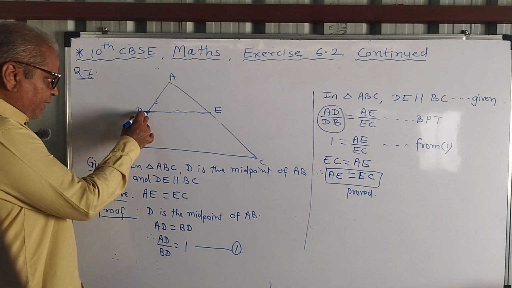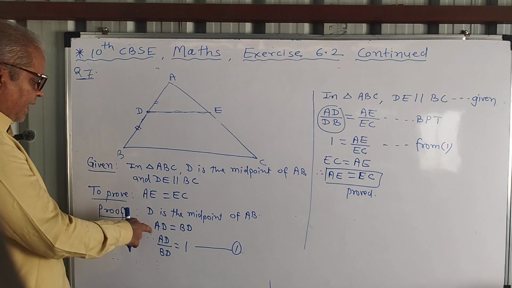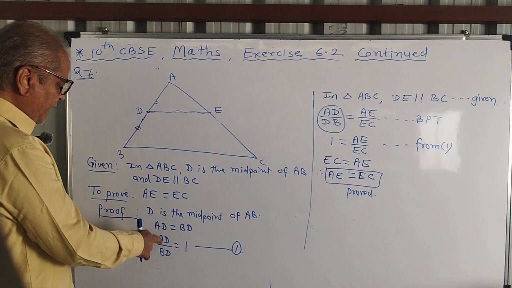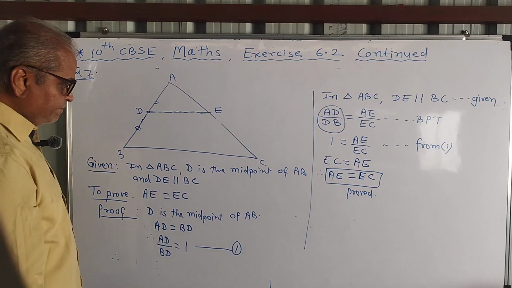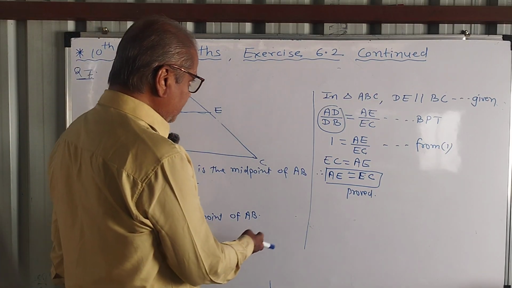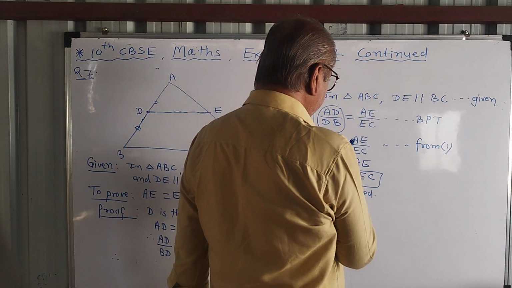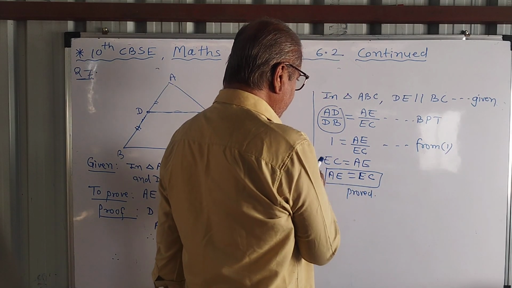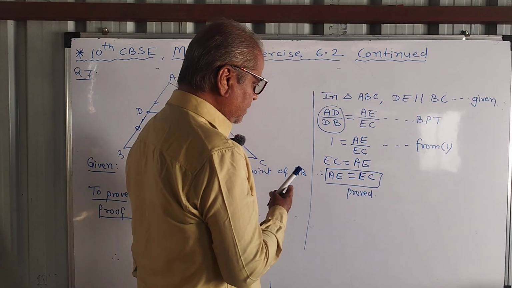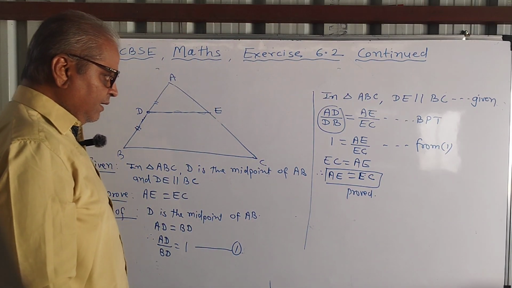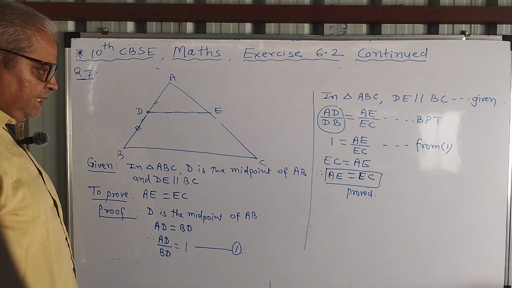As D is the midpoint of AB, I can write AD is equal to BD, and AD upon BD, that is the same number upon the same number, has to be 1. And from this, in triangle ABC, DE parallel to BC, AD upon BD is equal to AE upon EC. So 1 is equal to AE upon EC. So EC is equal to AE, that is AE is equal to EC, proved.